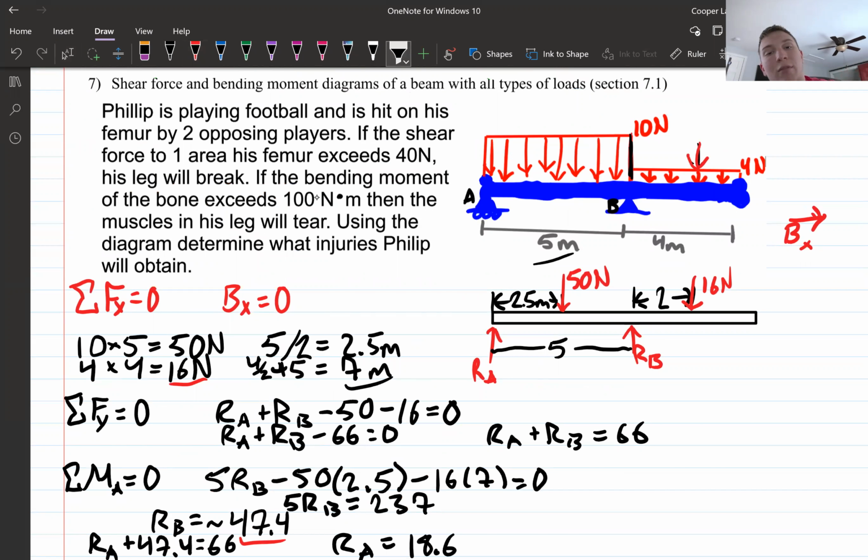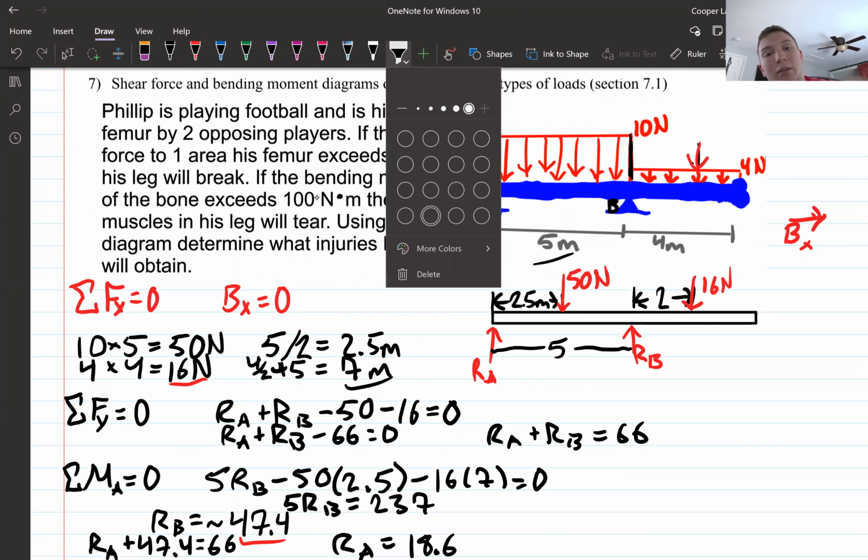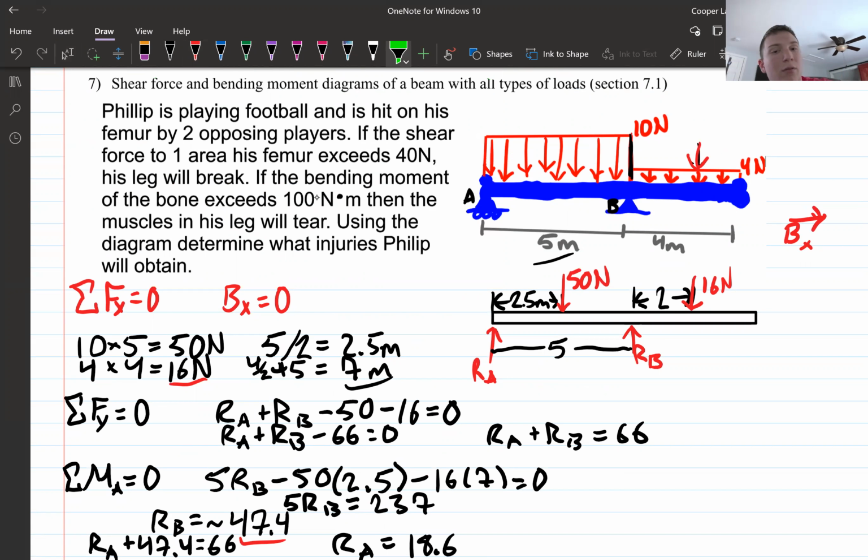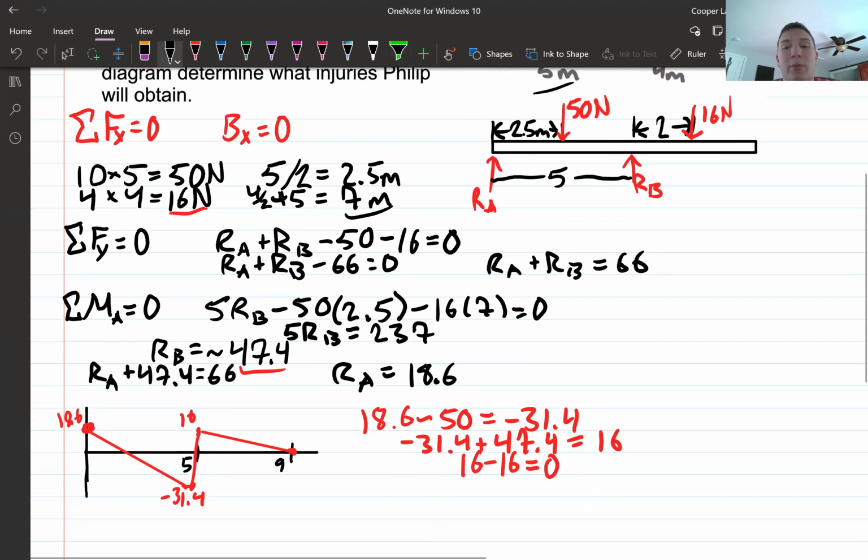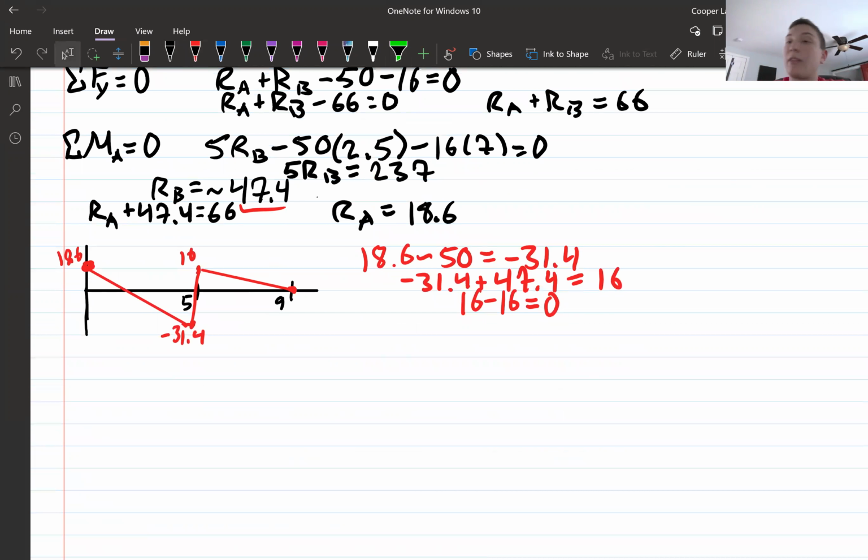If our force ever exceeds 40 newtons. So as a result, when we go to do this, we're going to be looking at this, and we look to see if the absolute value of our force ever exceeds 40 newtons. Now, the highest force we end up getting is actually this negative 31.4 value, because that ends up being our highest force.